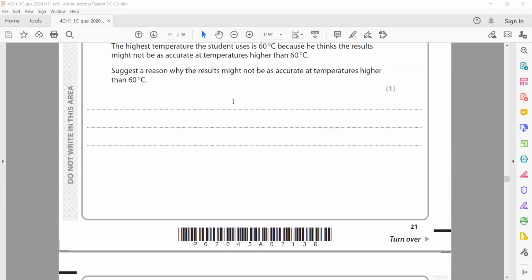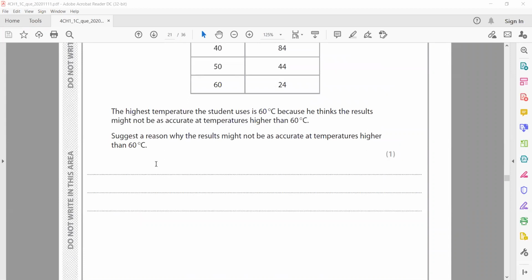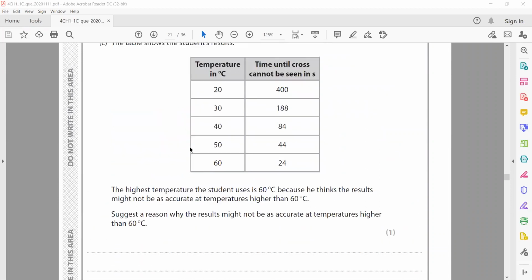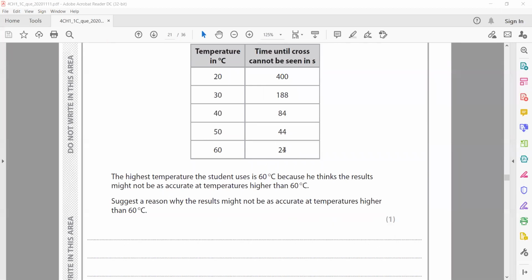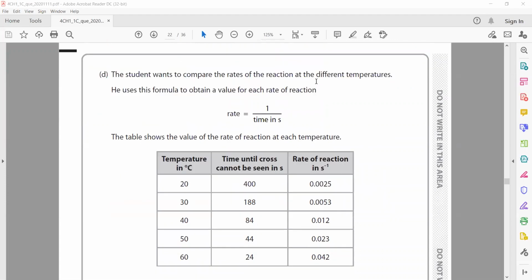Then temperature, time is there. Suggest a reason why the result might not be accurate at a temperature higher than 60. The time for the cross cannot be seen as changing. If we use a temperature higher than 60, why might the result not be accurate? Because the time interval is short, the percentage error is higher, and the reaction time is also a factor. That's why the result might not be accurate.